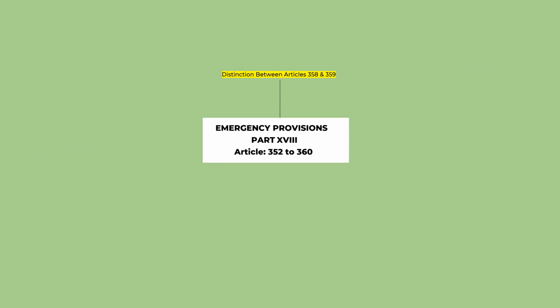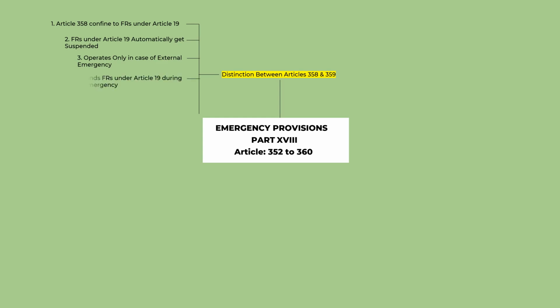Distinction between Article 358 and Article 359. Article 358 is confined to fundamental rights under Article 19. Fundamental rights under Article 19 automatically get suspended. It operates only in case of external emergency. It suspends fundamental rights under Article 19 during the entire emergency. Article 358 extends to the entire country. Article 358 suspends the entire Article 19.